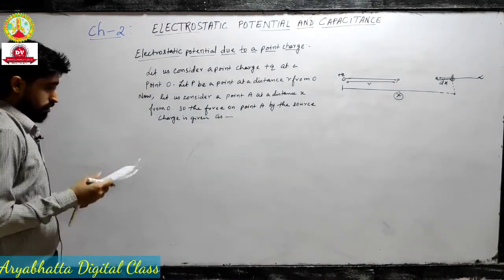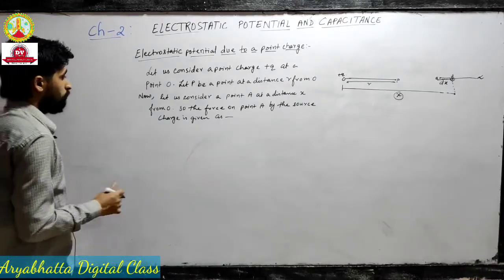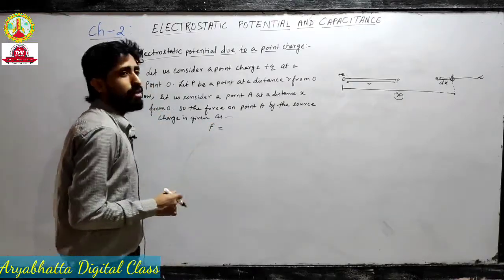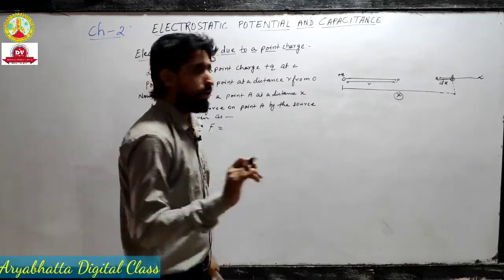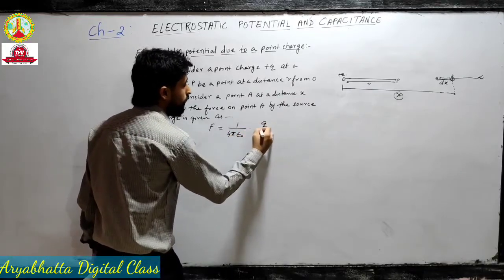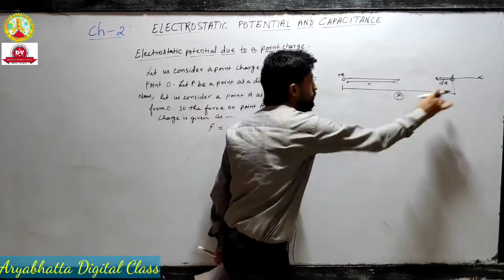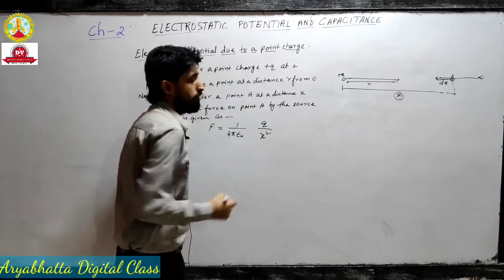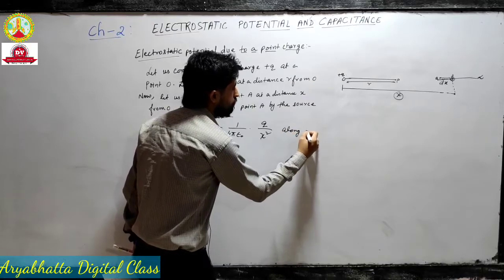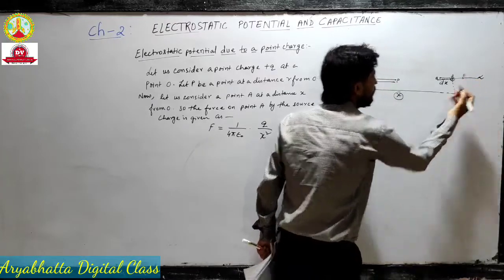So you know what will be the force? You have already got in the very first chapter, F will be equal to what? 1 by 4 pi epsilon naught into q by r square, right? It was q by r square. But at this point, what is the distance we have got? It is x square. Is it clear? And what is the direction? Along OA. Means the electric field is in this direction.